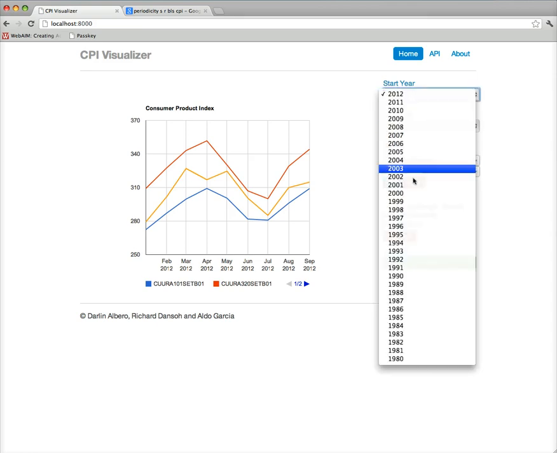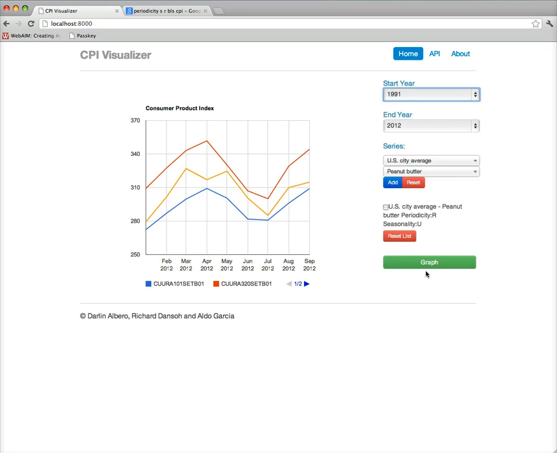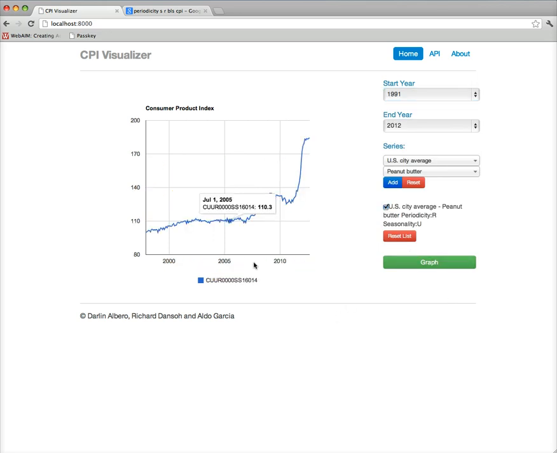Let's say we want to start from 1991 now. Select the series and graph it. And again, we have our data for peanut butter from 1991 to 2012 in the entire US. And it seems like peanut butter has been on the increase for some reason.